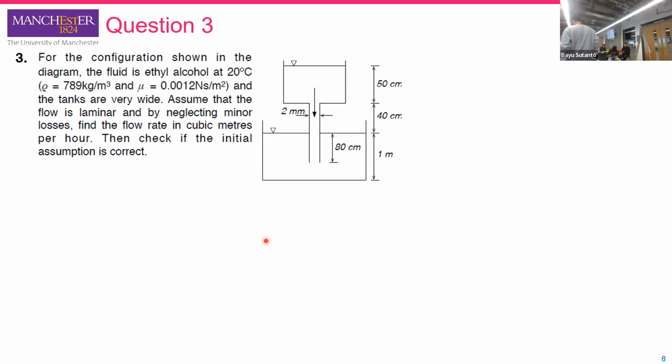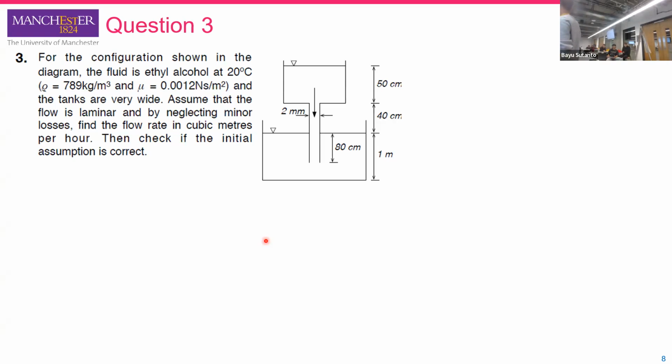Okay, number 3, we have two reservoirs, which split is the ethyl alcohol at 20 degrees Celsius. And the tanks are very wide. The meaning of very wide is it has height in this area. So this is just simplification. The meaning of the wide is we have very long and very wide. So the volume will not be changing.